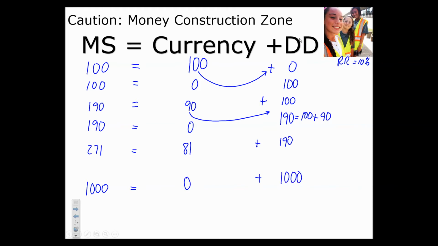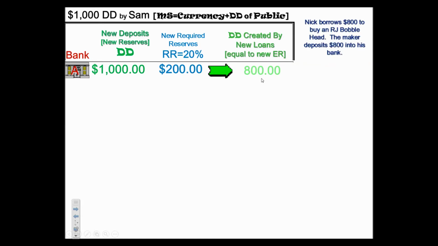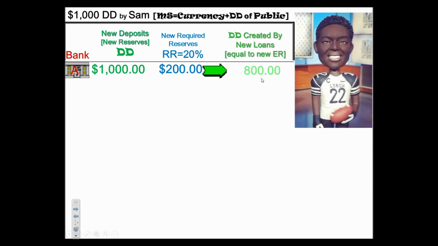We don't have to go through every iteration of deposit and loan and deposit and loan and so on. Instead, we can just use our actual formulas. Here's another way to look at this. If $1,000 is deposited into a bank, and that bank has a reserve requirement of 20%, that means the bank has to set aside $200, but then they can loan out the rest. So let's pretend that Nick borrows $800 so that he can buy an RJ bobblehead. The bobblehead company is going to deposit the $800 into their bank.